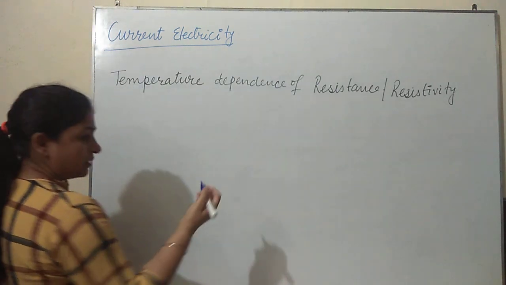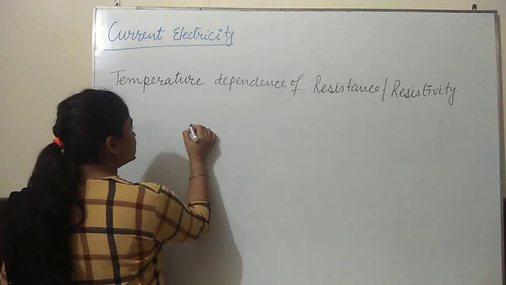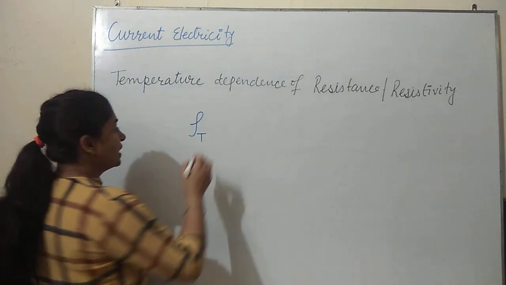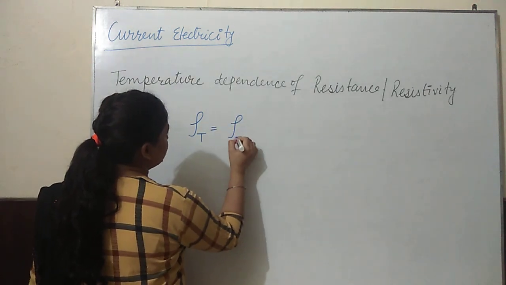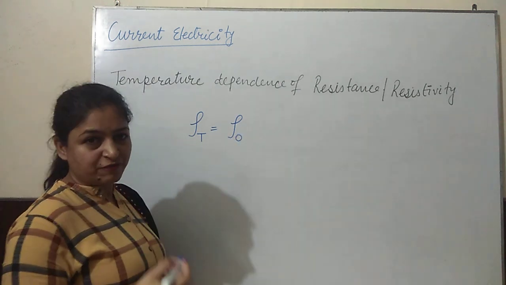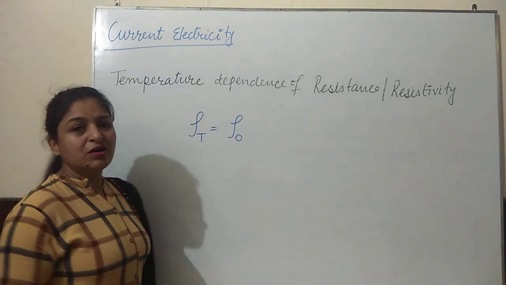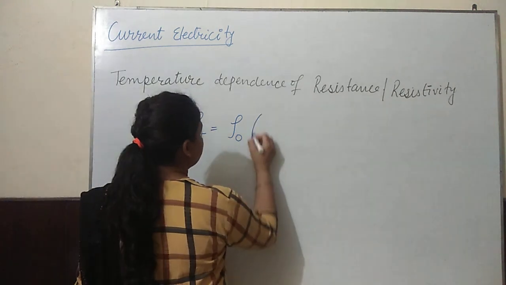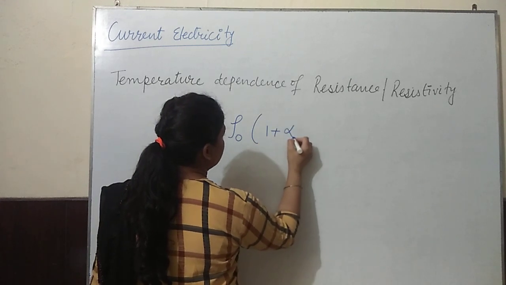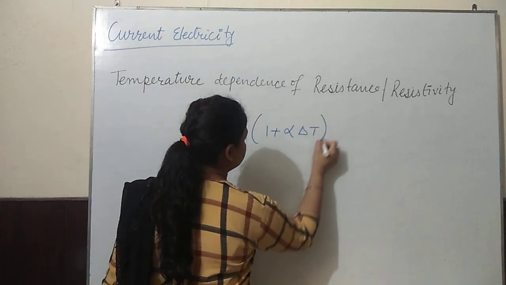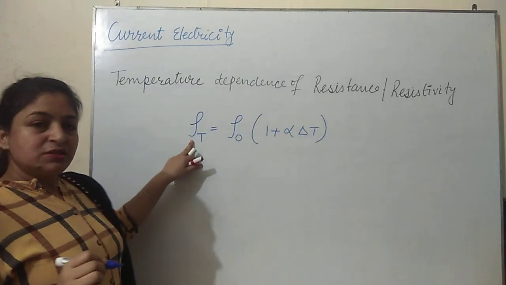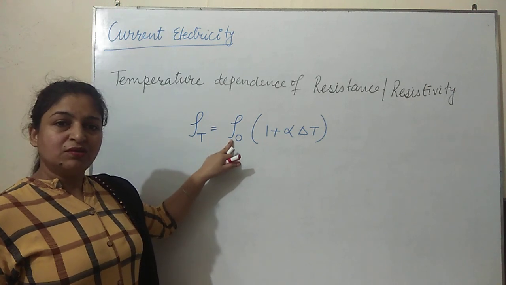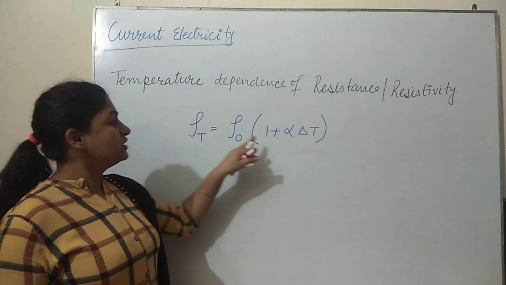So I'm writing the direct formula here. The resistivity of the conductor at any temperature is equal to the resistivity at reference temperature. The reference temperature may be room temperature, or any reference temperature or the set temperature. It is rho T equals rho naught times (1 plus alpha delta T). This rho T is the resistivity at the temperature T, that is the desired temperature. This rho naught is the resistivity of the material at reference temperature.